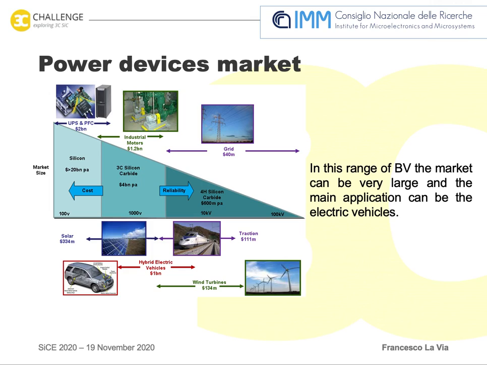This range of breakdown voltage is extremely interesting because there is a large market between the typical silicon market and the 4H silicon carbide market. In this region, the main application will be electric vehicles, which is one of the market sections predicted to grow the most in the next years.